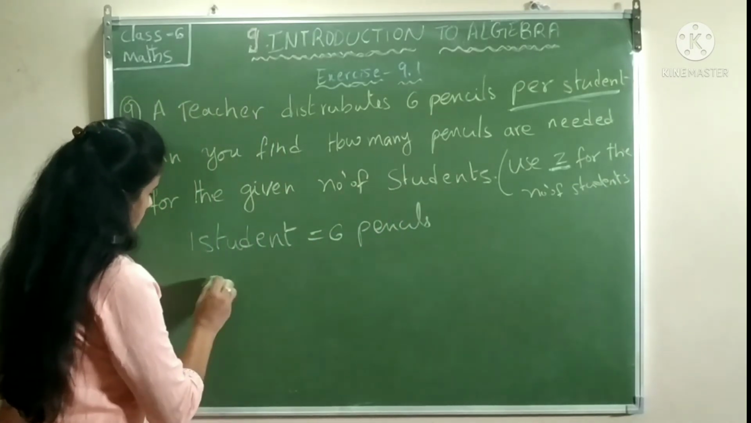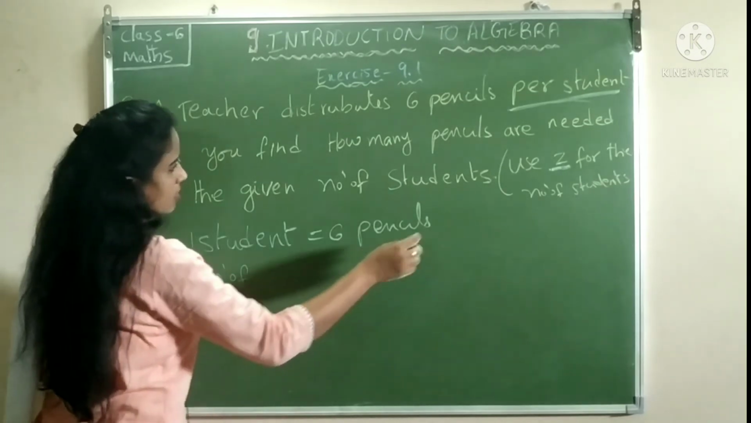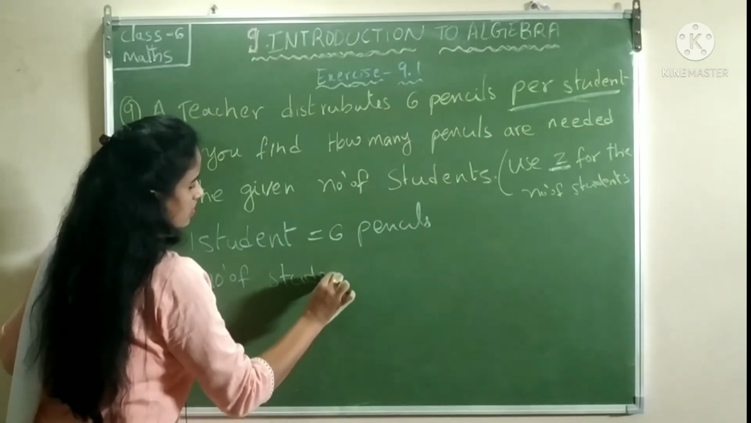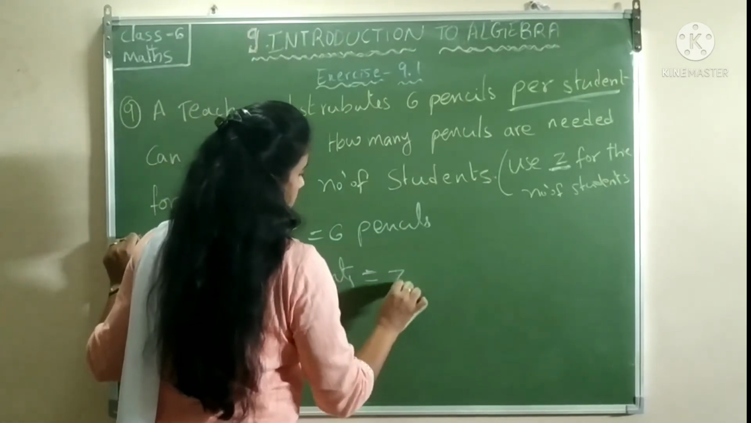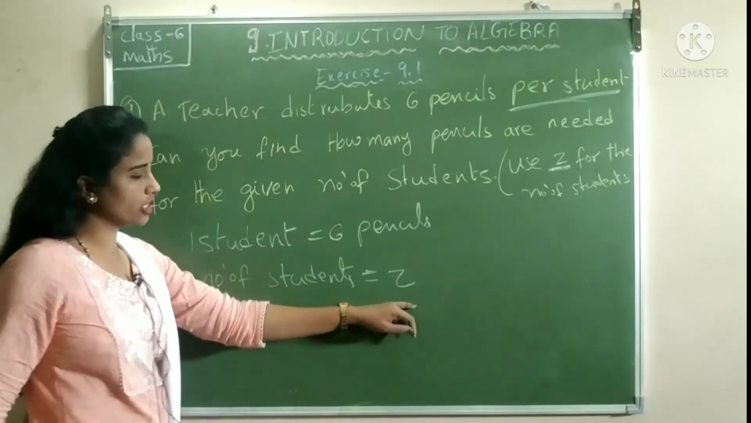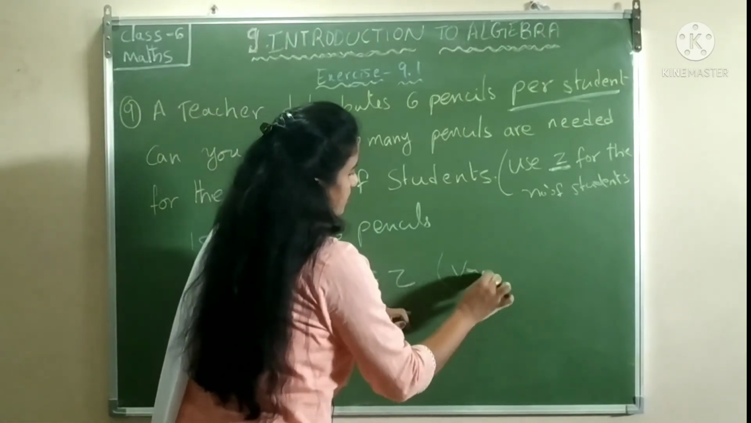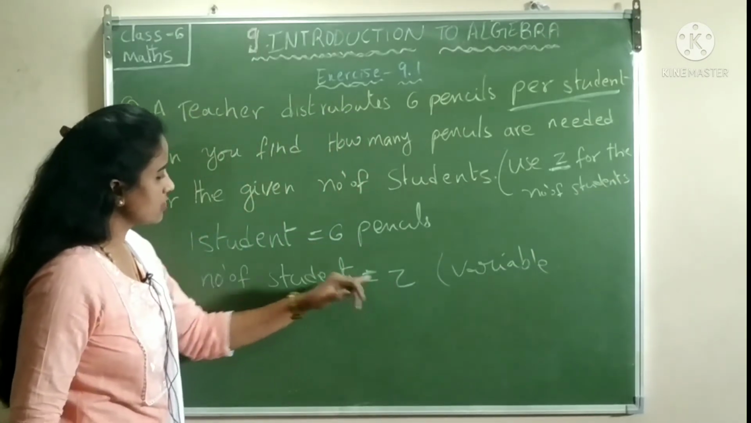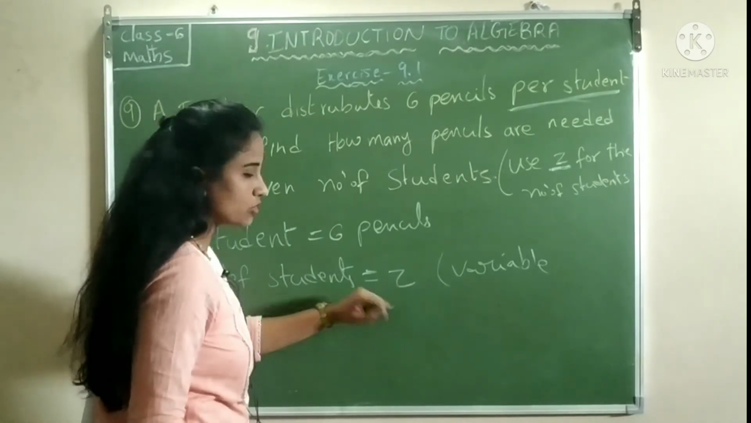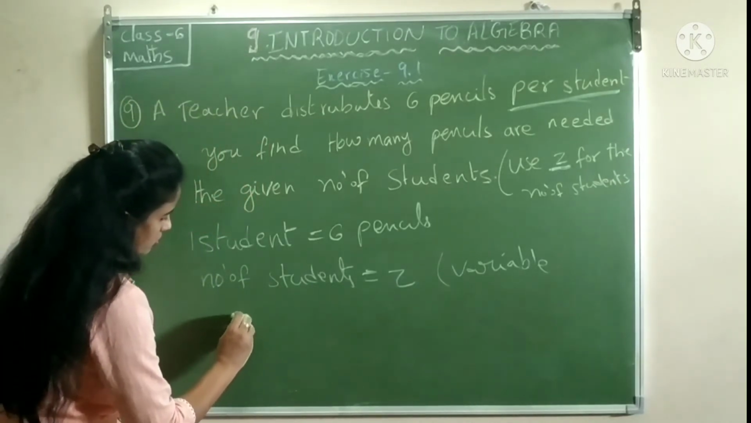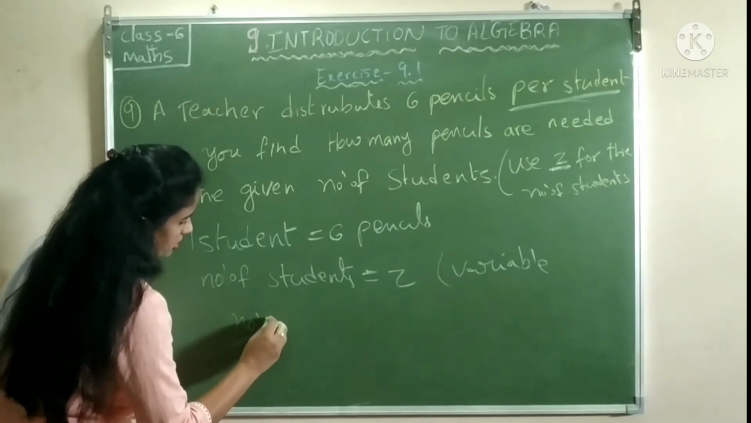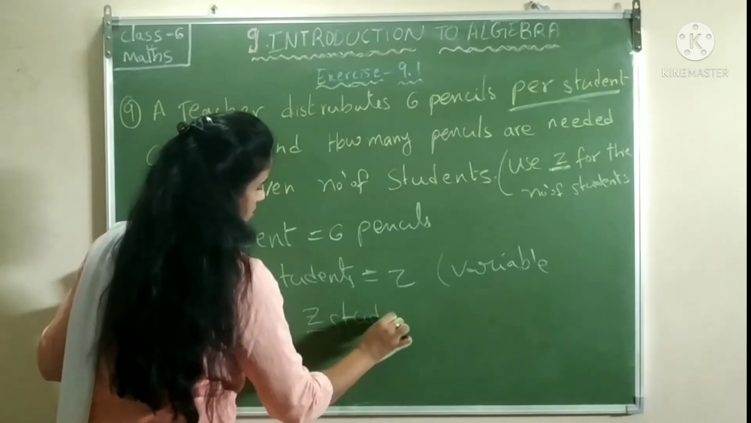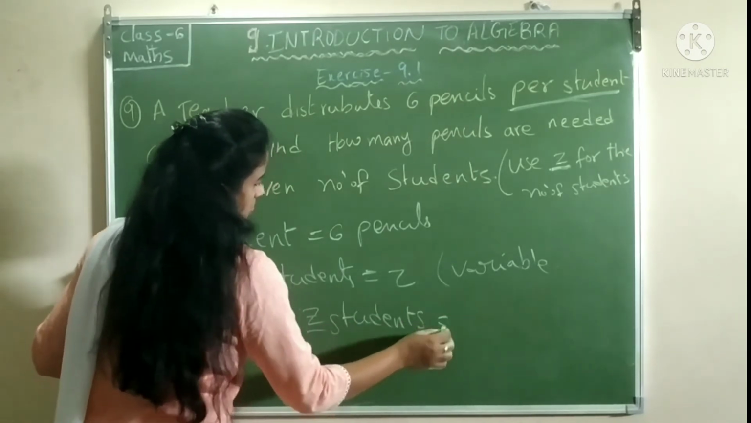Find how many pencils are needed for the given number of students. Suppose let the number of students is equal to Z. Use Z for the number of students. Suppose Z is equal to how many students, we don't know. This is the variable. So suppose he gave the pencils for Z students. Then Z students is equal to 6Z pencils.